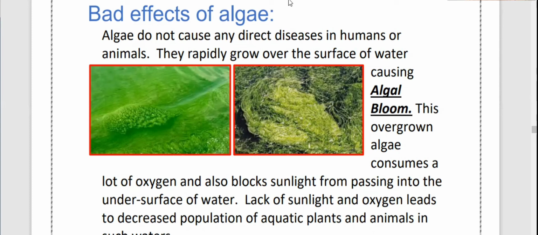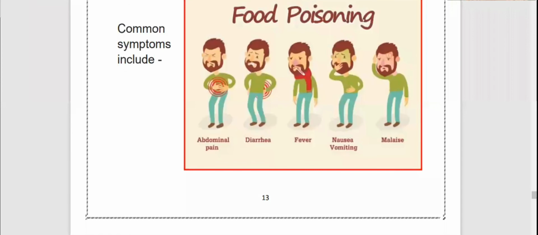Now, apart from this, the microorganisms also cause food poisoning. So we'll talk about this as well. I'll tell you what food poisoning is, but before that, we all know what happens when we have faced food poisoning. There are certain symptoms it includes. It can be abdominal pain, diarrhea, fever, sometimes vomiting, nausea, or malaise. All these are some common symptoms of food poisoning.